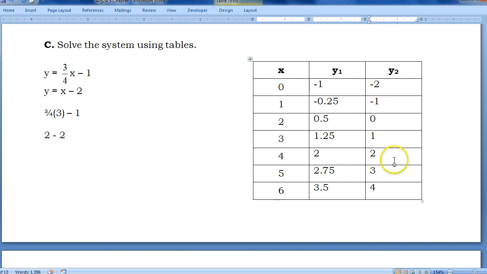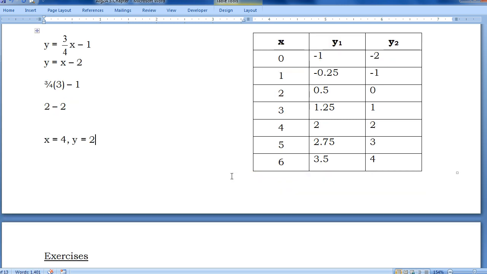So then we find our solution wherever we have two y's that are the same. I have 2 in this column and 2 in this column. So my answer to this question is x equals 4 and y equals 2. Whenever you're solving a system of equations, you always get two answers, an x and a y. So I hope I didn't screw that up too badly.